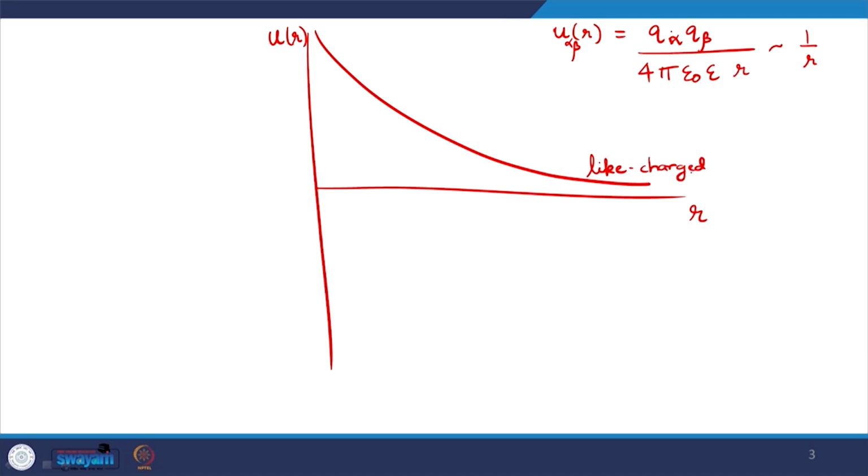Right. Since I also want to consider the case when they are unlike charged, let me put that as something like U alpha beta R, that is, I am considering a multi-component system. For unlike charge, clearly this is going to be negative. One of them will have positive charge and one of them will have negative charge, and in that case we will have attraction between them. So, this is a repulsion and this is an attraction.